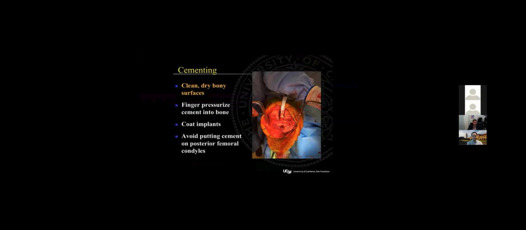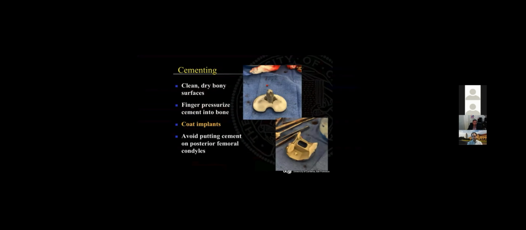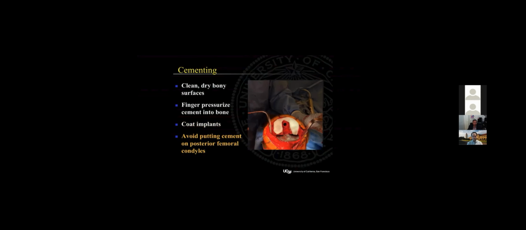A few words on cementing. You want clean, dry, bony surfaces. And if you haven't inflated the tourniquet yet, this is the time to do so. You want to finger pressurize the cement into the bone and blot away all fat and blood from the cement. Then coat your implants, as this will improve the cement implant bond. Make sure to place a little on the posterior condyles of the femoral component, as this will obviate the need to put any on the bony posterior femoral condyles, which would potentially result in excess cement extruding in the back of the knee.